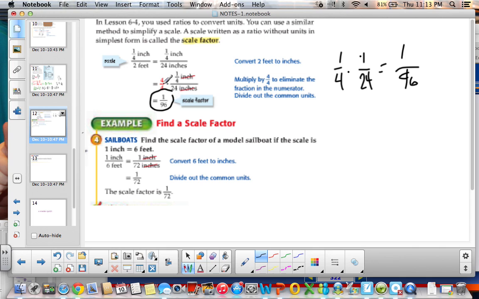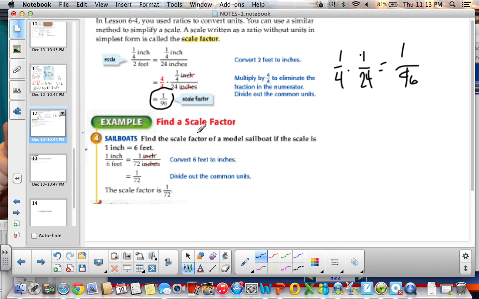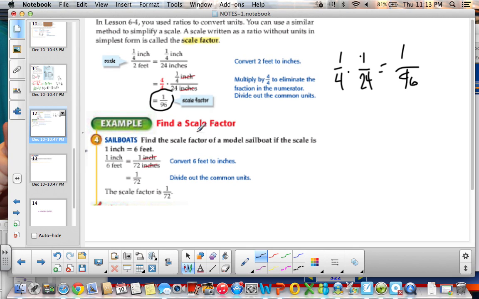The reason in the book they did 4 over 4 was to get rid of that 4. And then we were still multiplying by 24 by 4 anyways. Okay, so our scale factor is how many times less or greater the scale drawing, or the model, is than the real thing.